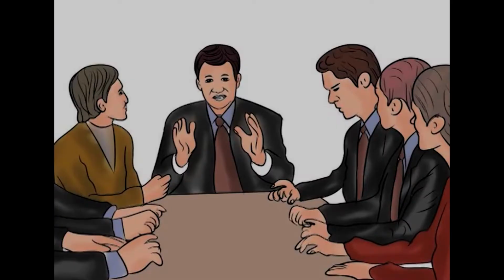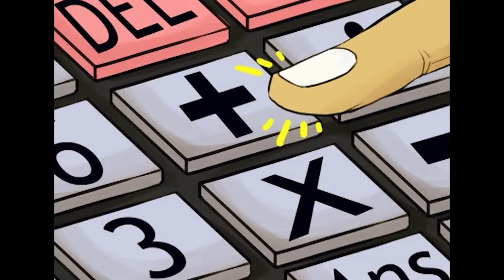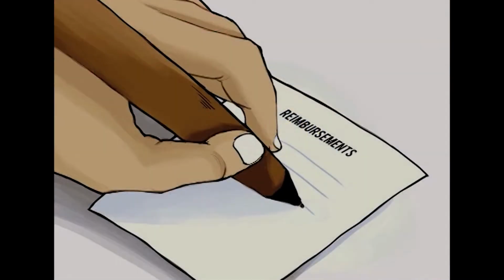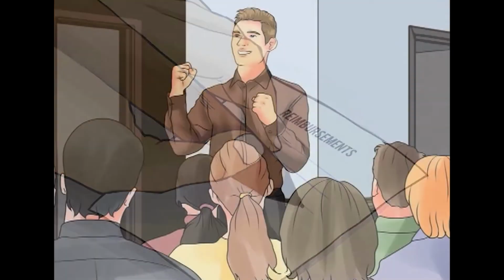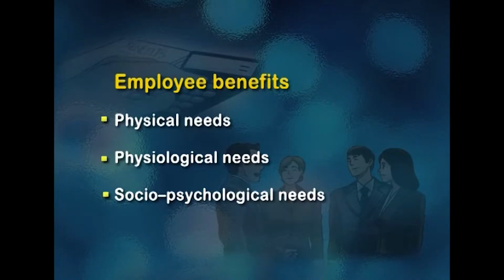To achieve this, it is very necessary for every establishment to provide a work environment for its staff that is comfortable, convenient and pleasant. So, employers need to provide certain facilities for the benefit of the staff. These are often referred to as staff welfare provisions. These staff welfare provisions are categorized into different needs. The first one is physical needs, the second one is physiological needs, and the third one is socio-psychological needs.